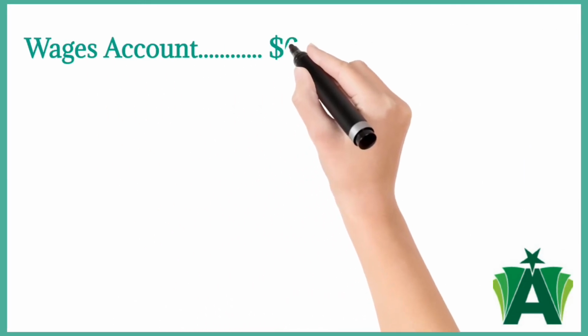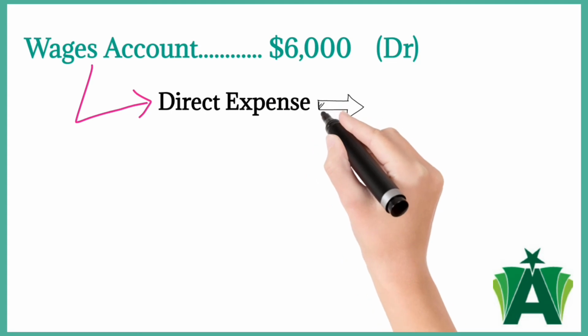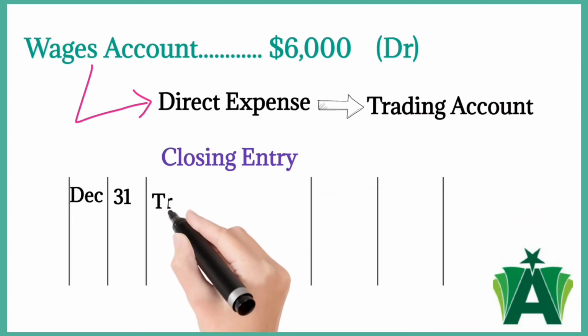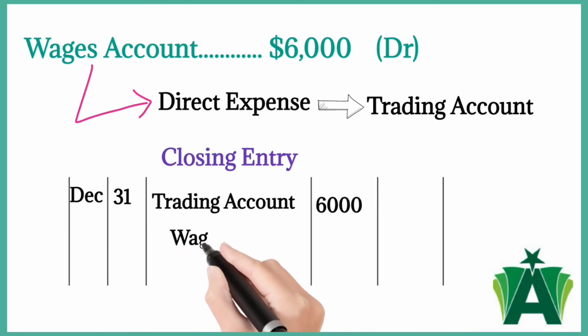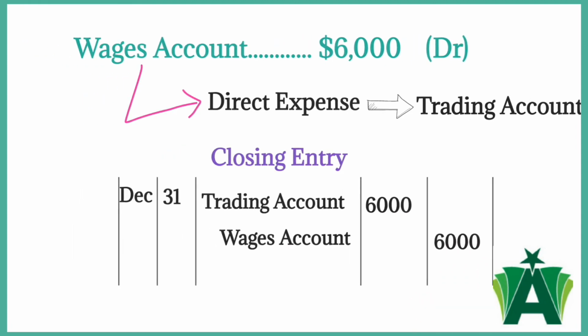Wages account $6,000. Wages account nature is a direct expense, and all direct expenses are transferred to the trading account. The closing entry will be: trading account debit $6,000, wages account credit $6,000.